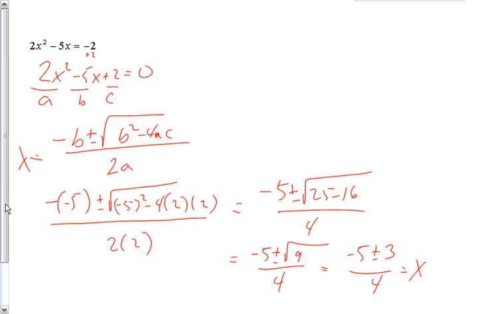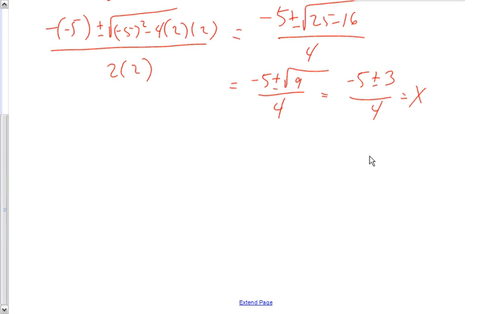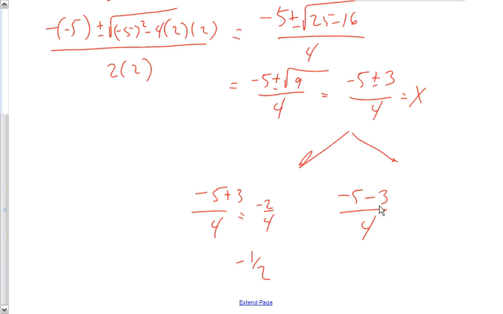Now, people like to leave it that way. Not good. You can split this. You know the answers. You can actually do it. It's negative 5 plus 3 over 4 and negative 5 minus 3 over 4. Negative 5 plus 3 is negative 2 over 4, aka negative a half. Negative 5 minus 3 is negative 8 over 4, which is negative 2. X equals those two numbers.